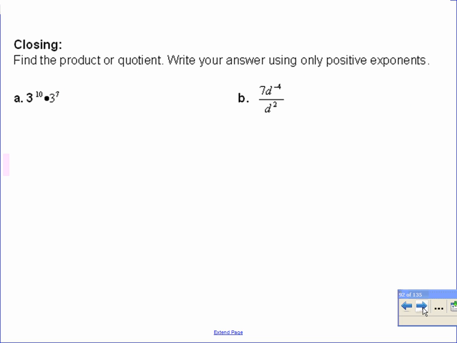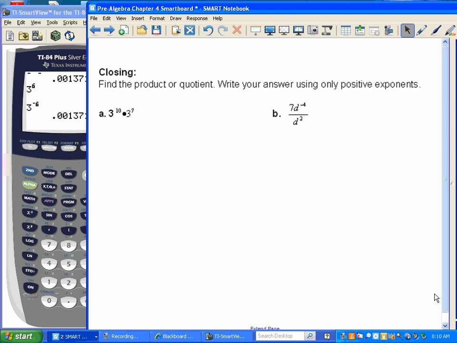So there's 2 problems in the closing. Go ahead and try those. And then if you finish, take out your notebook or a piece of paper for the harder problems. Don't close your notes because we still need them, but just shift over to a notebook or a piece of paper.